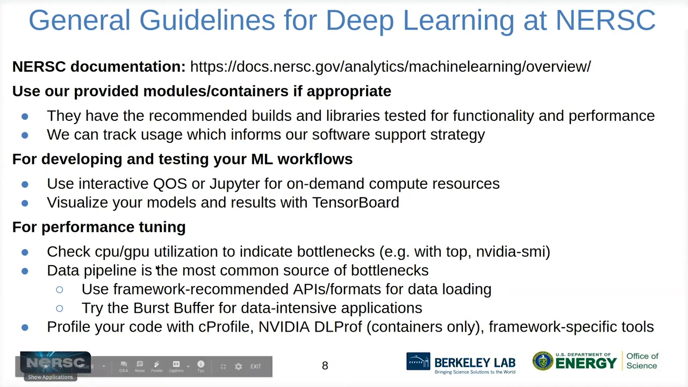If that doesn't work and you're on the CPU, you can use the burst buffer for allocating your data. If you are on the GPU, you can use the SSDs that are at /tmp on the GPU node itself. If you have any questions about that, please just ask or send me an email or send a ticket, and we'll send you more guidance on that.